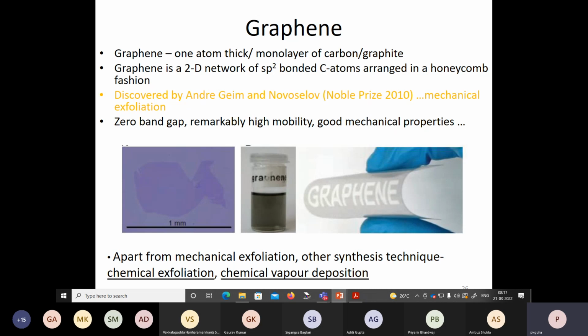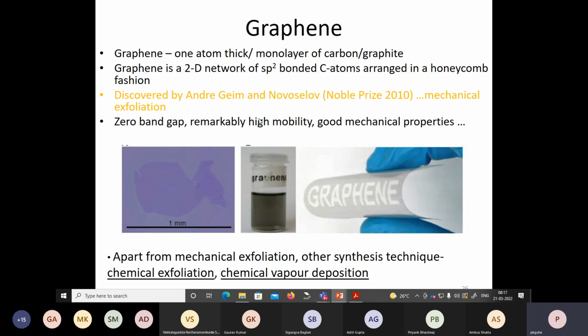The graphene has a lot of unique properties. It is a zero band gap material. Okay, so it is a zero band gap material, so it is called a semimetal. In case of a metal, you have a conduction band and valence band, and there is overlap, but in graphene they are not overlapped, they are touching at a point. Okay, and the band gap is zero.